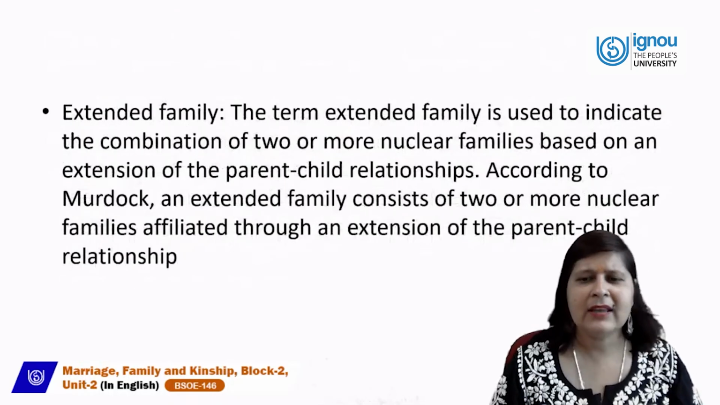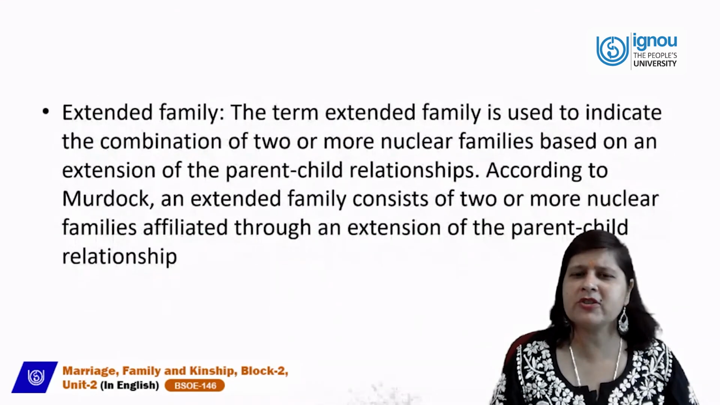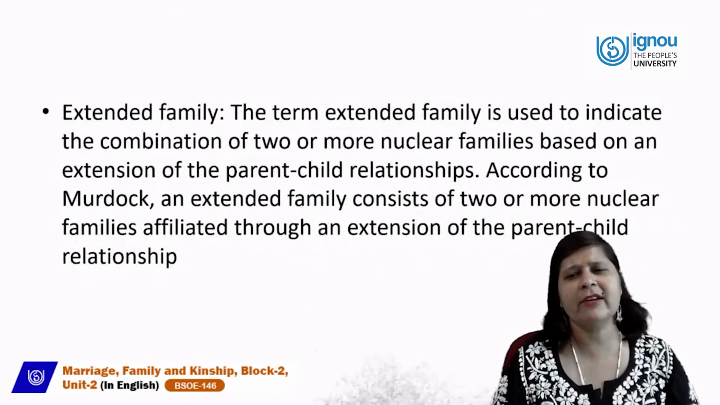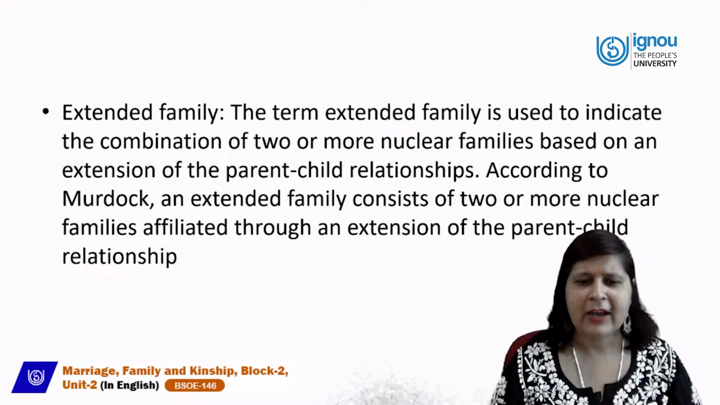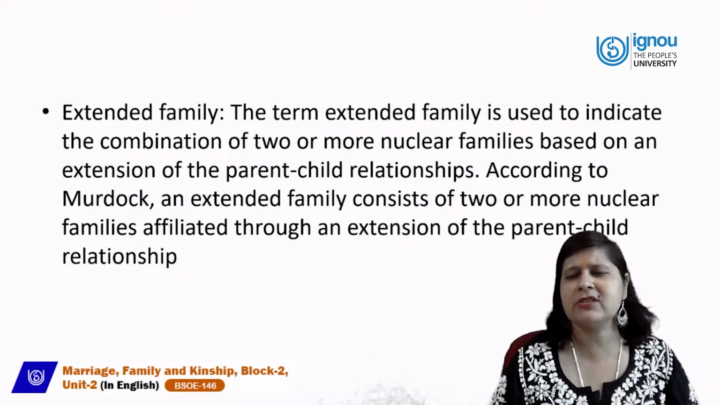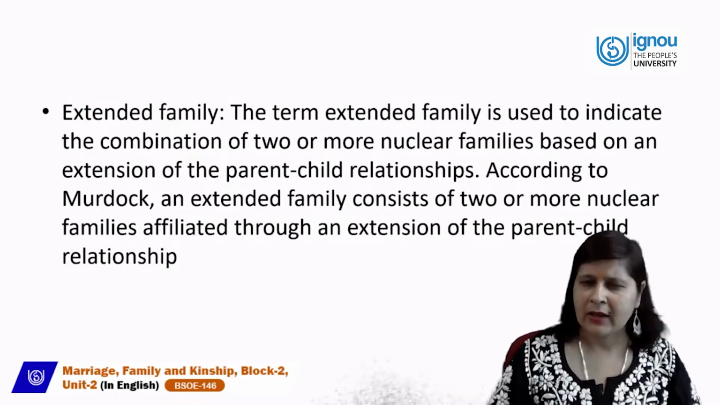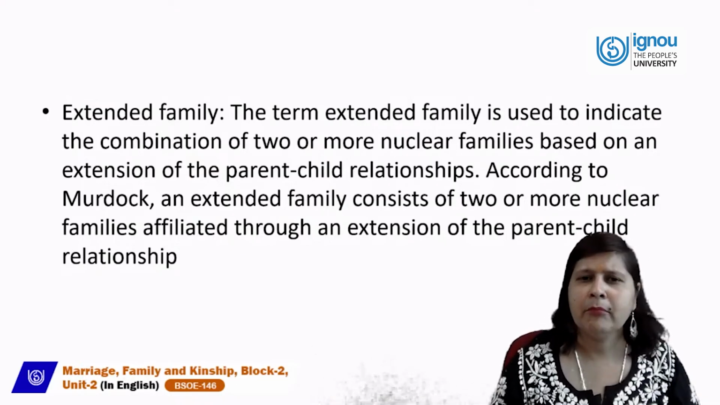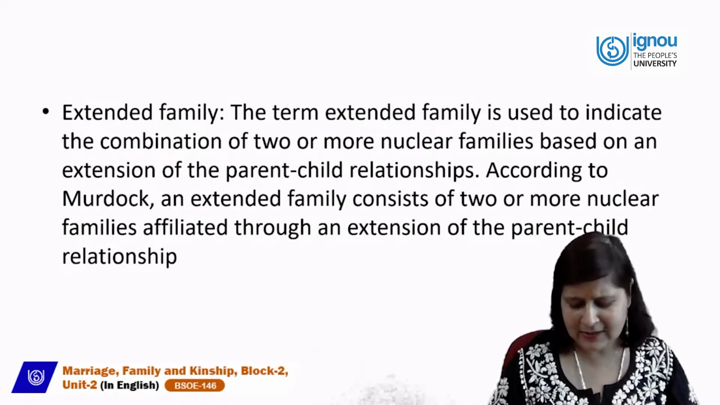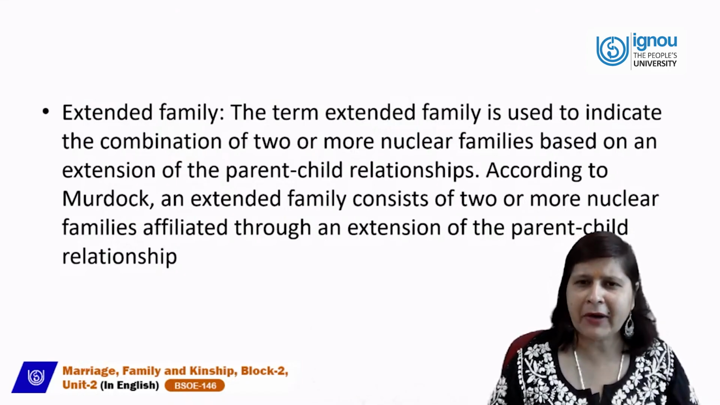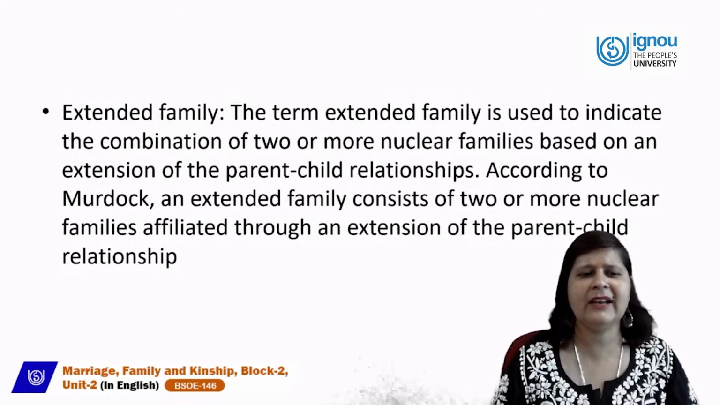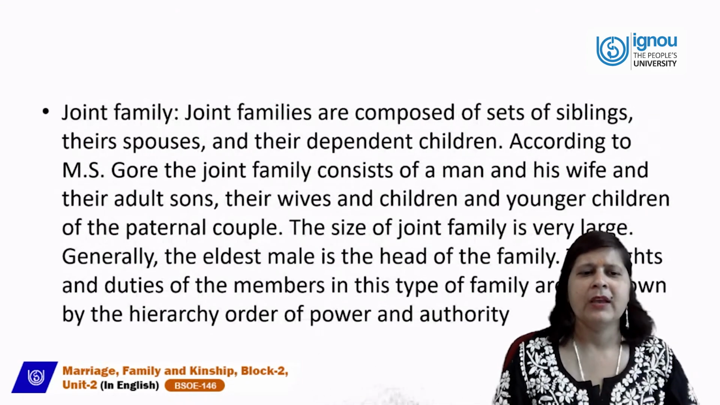What is an extended family? The term extended family is used to indicate the combination of two or more nuclear families based on an extension of the parent-child relationship. According to Murdock, an extended family consists of two or more nuclear families affiliated through the extension of the parent-child relationship. That is, the parents and their married children, where two generations live together. That is, say, mother, father, and their married son. This is considered an extended family.